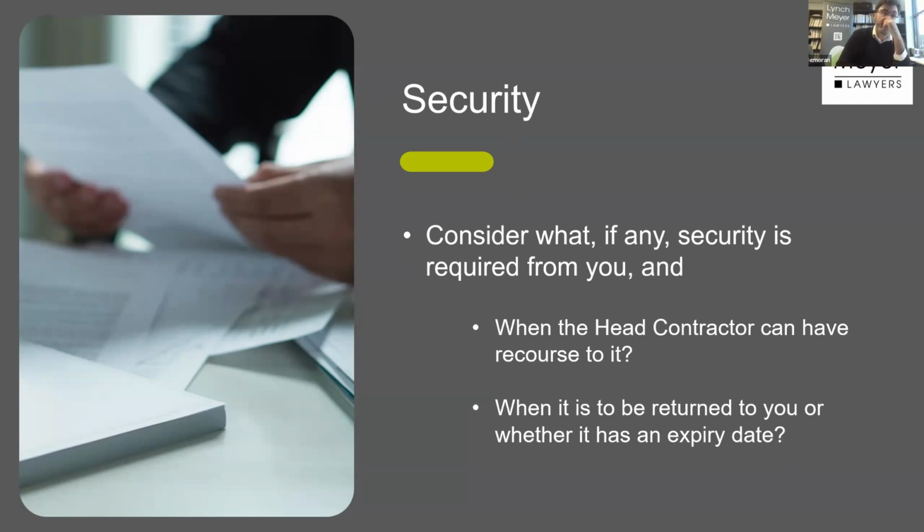Security. Often you have to provide security, whether it's cash retention or a bank guarantee. Make sure that the terms are fair. The standard provisions are you get half back at PC and then half back at the end of the defects liability period, and usually your security is about 5% of the contract sum. So have a look at that. If you see anything unusual, push back.